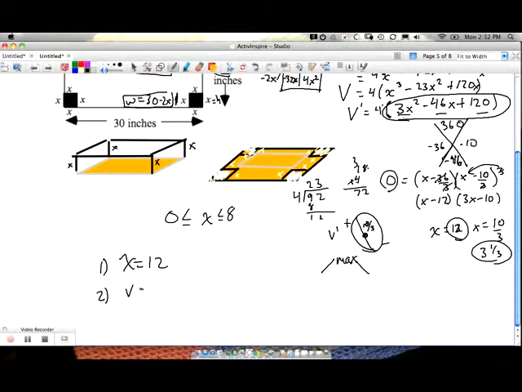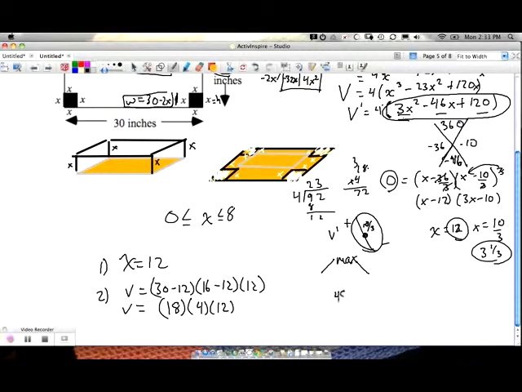Our second question is, what is the volume? That means we've got to plug in 12. So we're going to have 30 minus 12 times 16 minus 12 times 12. Let's see what these three numbers are. 30 minus 12 is going to give us 18. 16 minus 12 is 4. And then another 12 in here. So that would be our actual volume of the box, our maximum box.